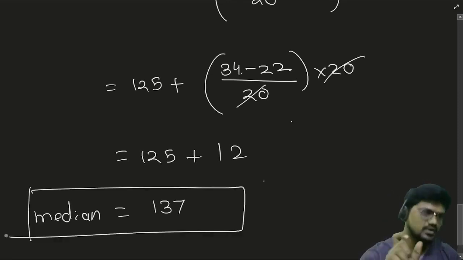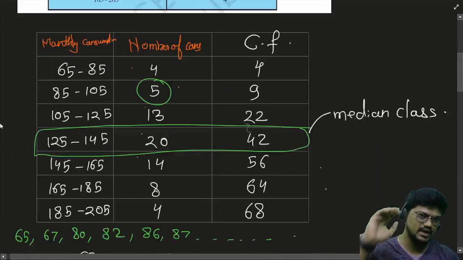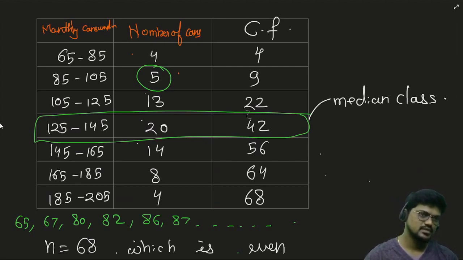Got it? So this will be the middle value of the reading. Means whatever readings they have taken, the median value will be almost 137. Got it? Even without having the readings, we can find what was the median.